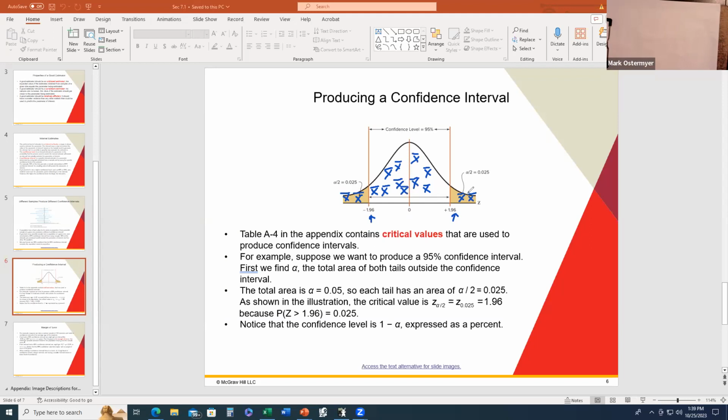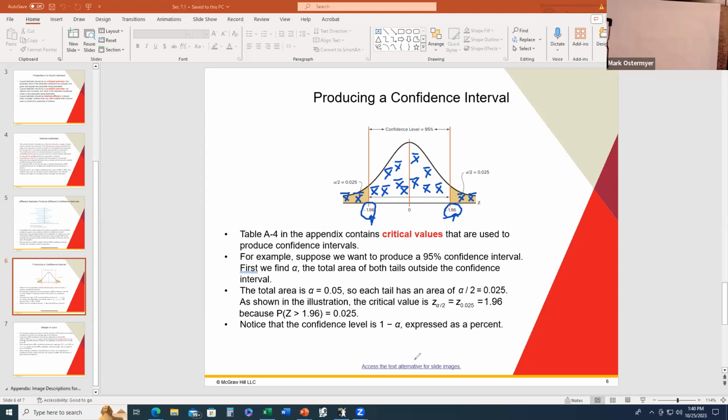So another way of looking at this confidence interval is that when we build a confidence interval for an unknown population mean, we'll be 95% confident that the unknown population mean lies between here and here.